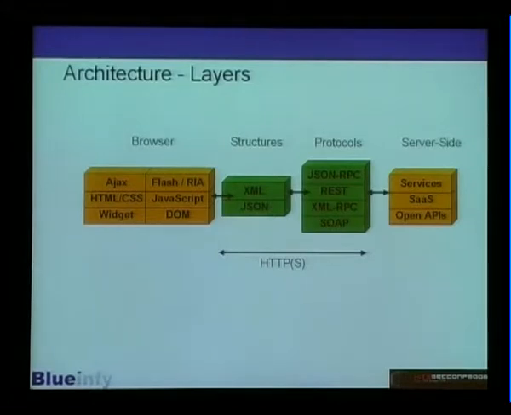And then we have a few new protocols coming into the picture, like JSON RPC, REST, XML RPC, SOAP. Now, all these protocols interestingly go over HTTP or HTTPS, so you don't have to open a new port for them. And finally, it goes to the server side where your services are running, your open APIs are running, or your SaaS, software as a service, is running.